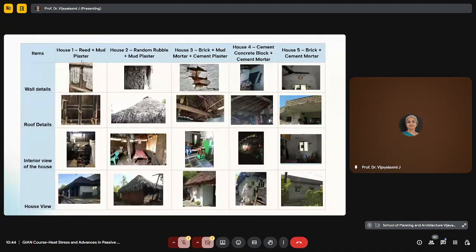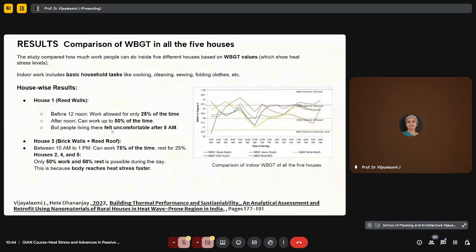And then the indoor climatic parameters were collected with instruments, and what did the result show? This study compared how much work people can do inside these 5 different houses based on the WBGT values, which show heat stress levels. Indoor work includes basic household tasks like cooking, cleaning, sieving or folding clothes and things like that.